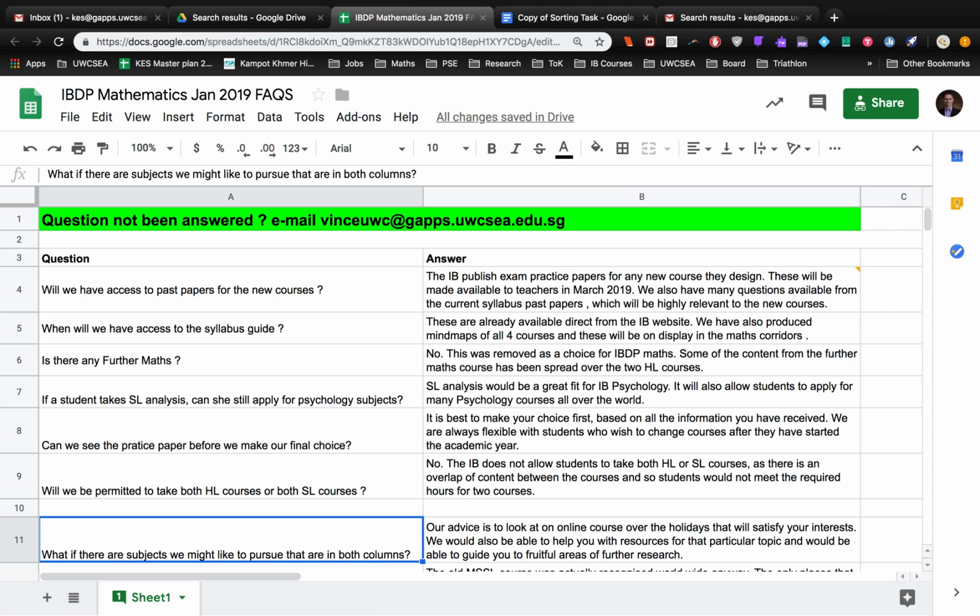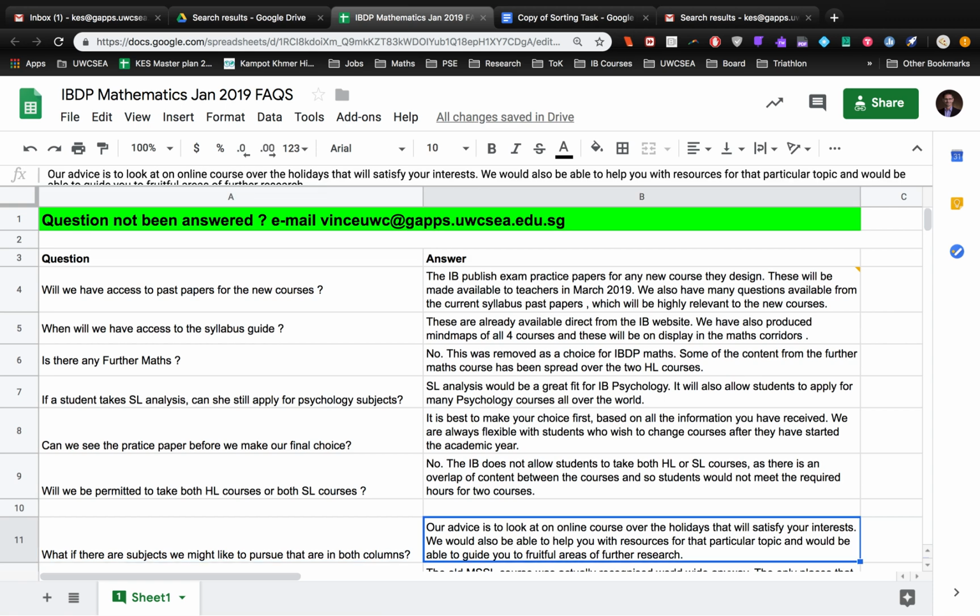And this one, what if there are subjects we'd like to pursue in both columns? Well, just come and talk to us. Is there a particular type of maths that you're not studying that you'd love to know a little bit more about? Talk to your maths teacher. We'll be happy to discuss it with you. We have lunchtime maths help sessions every day of the week. Pop into one of the lunchtime sessions, chat to a maths teacher about it. We can guide you into the right area of research. We could provide resources, but also, we can research some of those online courses that are freely available.